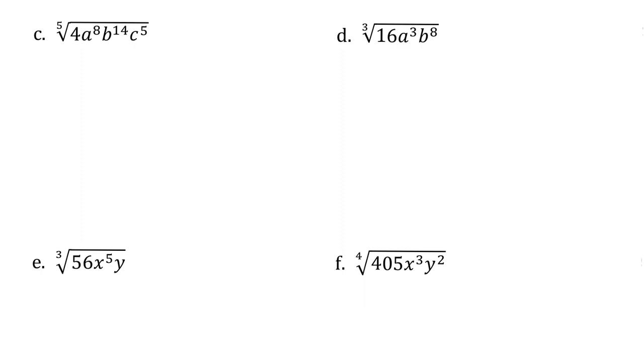Let's try the fifth root of 4. I mean, 4 is just 2 times 2, so we're going to leave that alone. Okay, what about the a to the 8th? Well, if I make that a to the 5th, I can take out an a. What am I left with? A to the 3rd. Okay, let's go to the b. 14, 5, 10. I can take out b squared. And then what am I left with? B to the fourth. Now c to the fifth. If I do the fifth root of c to the fifth, I just get a c.